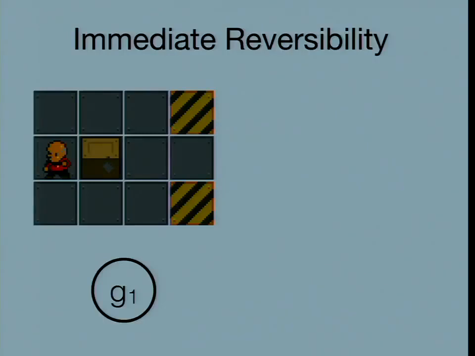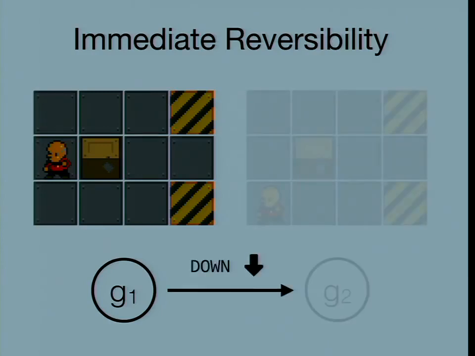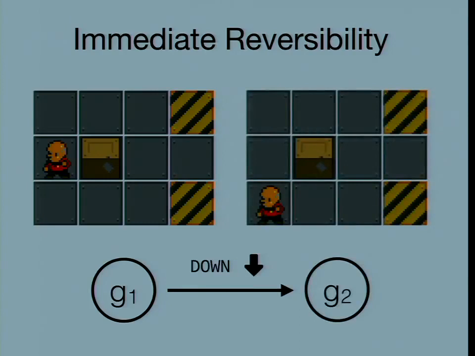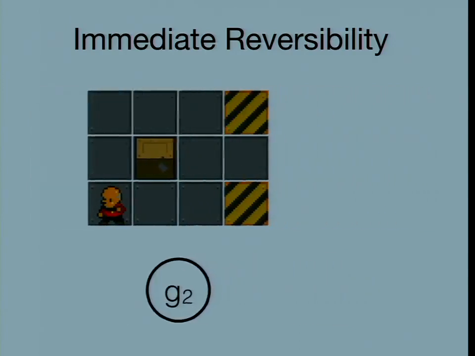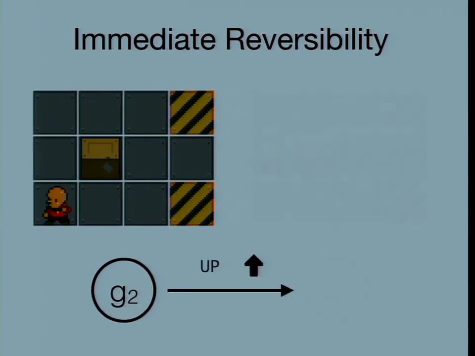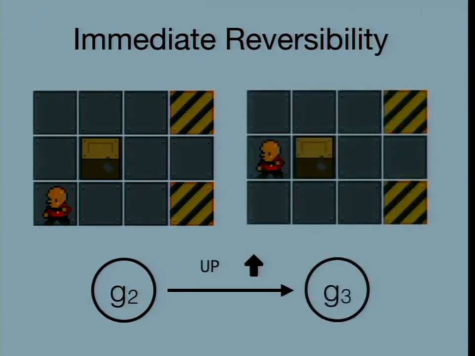So we're playing Sokoban, and this is our game state, where we're standing next to the box. It's a really tense moment in the game, and I press the down key, and I move down. And I enter this new game state, G2. And then this is obviously also brimming with tension. And at this point, I press the up arrow, and I move back up, and I'm standing next to the box again. And I'm in this state G3.